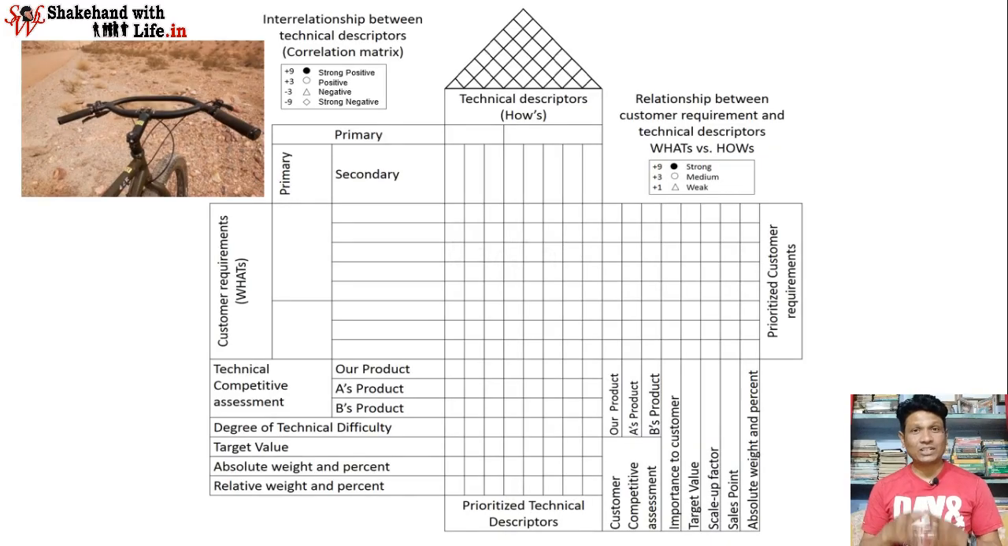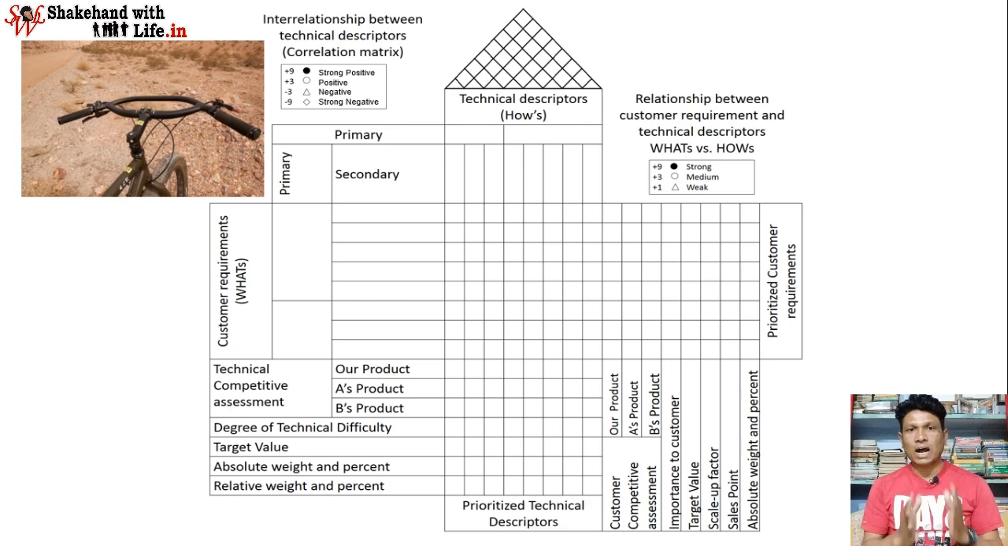Here we have a blank structure of House of Quality, and in this blank structure we will collect the customer requirements, the technical descriptors, and we will do the different kinds of calculations in this House of Quality for different stuff we have, like the technical competitive assessment, customer competitive assessment, and we would like to prioritize the technical descriptors for handlebar stem of a mountain bike, because our product is handlebar stem of a mountain bike.